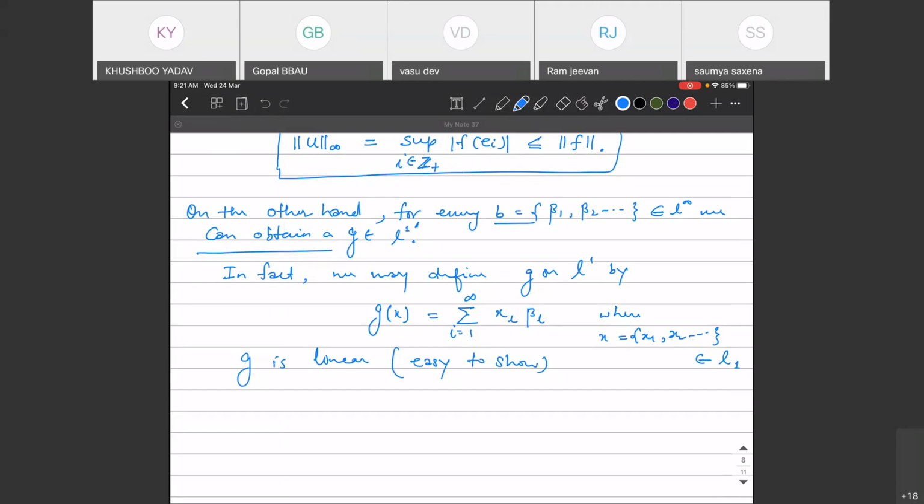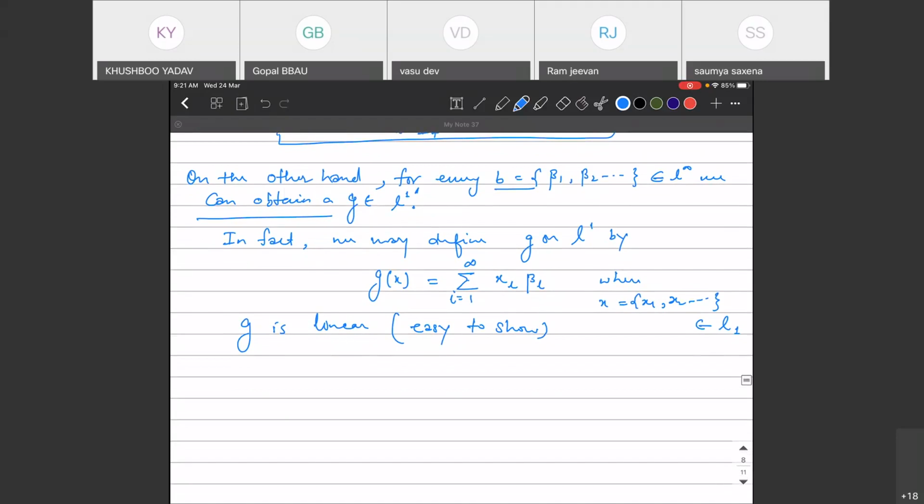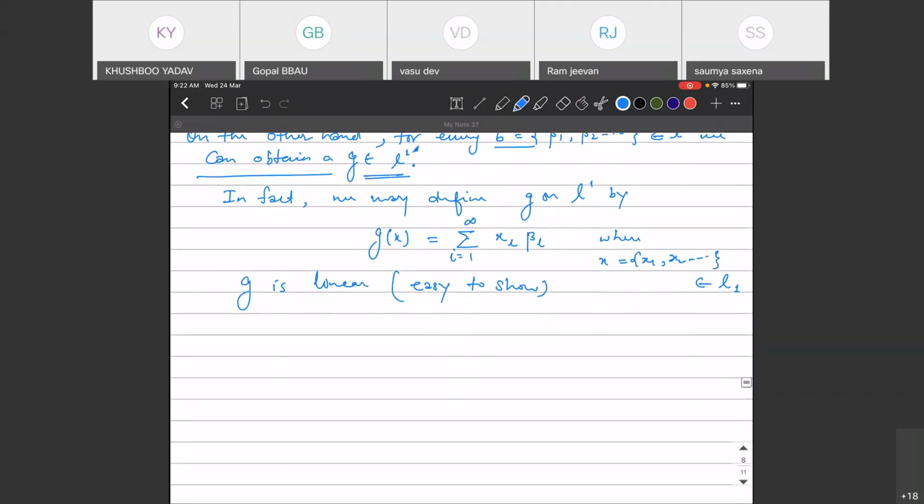Now we have to prove that G is bounded. So since I wrote that we can obtain G in L1 prime, elements in L1 prime are bounded linear functionals. So it is linear. We have to show that it is bounded. For bounded, we consider mod of Gx and use the triangle inequality. This is nothing but summation i from 1 to infinity, mod of x_i beta_i.